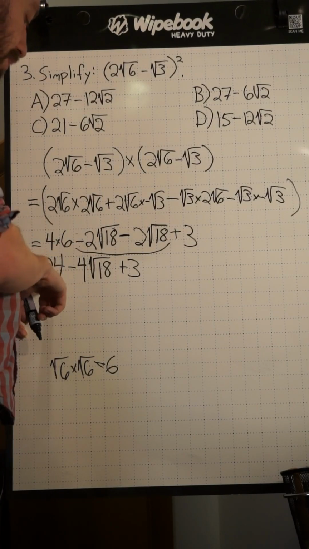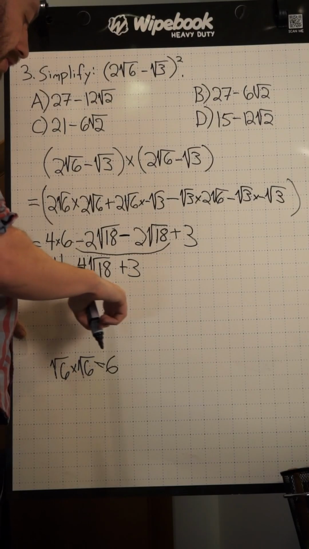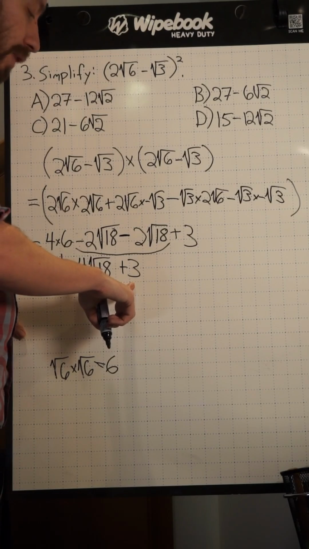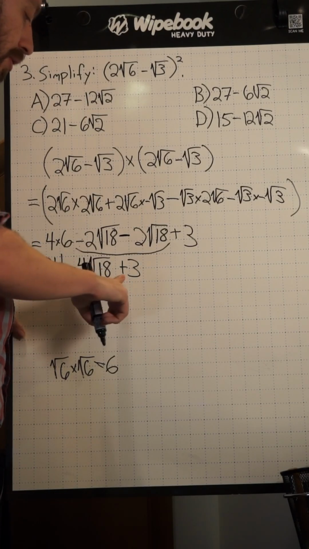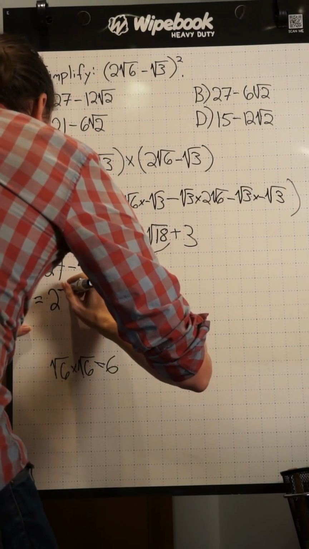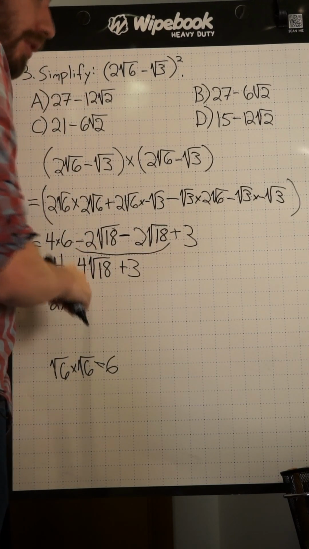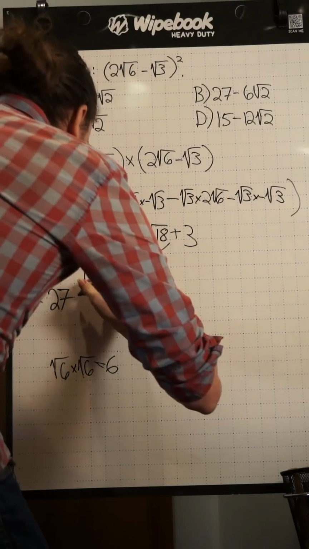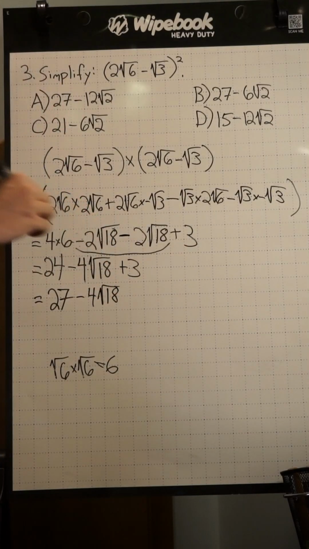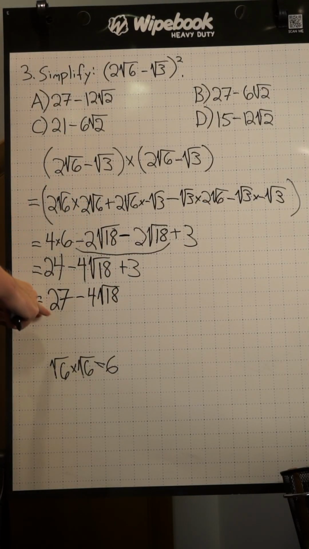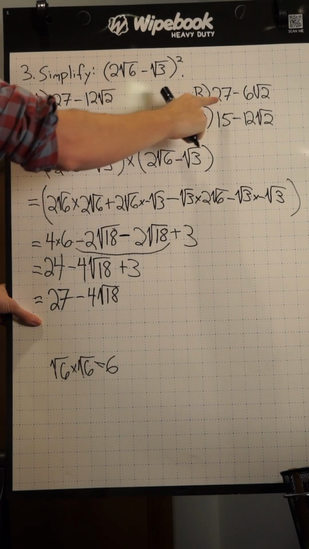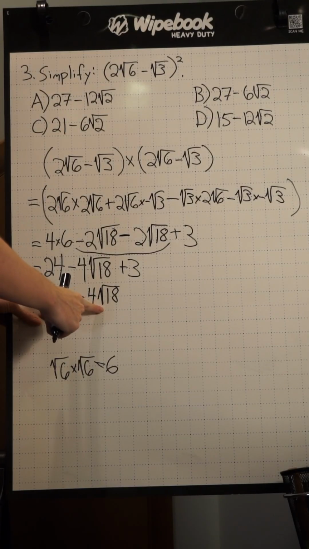Okay, so let's continue to simplify. 24, let's skip this one for now since it has the square root, but we also have a plus 3. So let's combine these two together. 24 plus 3 is what? Is 27. Okay, and then we still have this one, so let's not forget to write that one down. Minus 4 square root of 18. Okay, so we can see we're getting closer, right? We get 2 of these that have 27 in them, so it's probably going to be one of these two. All right, but let's look at this one again.